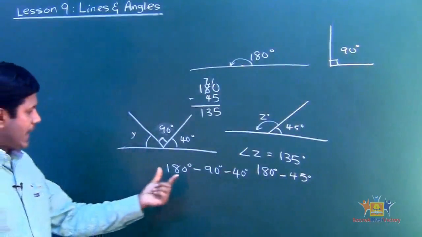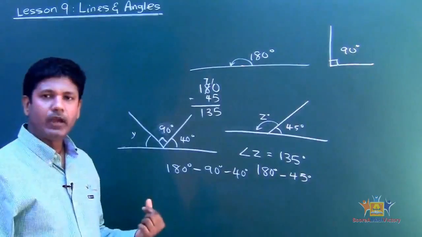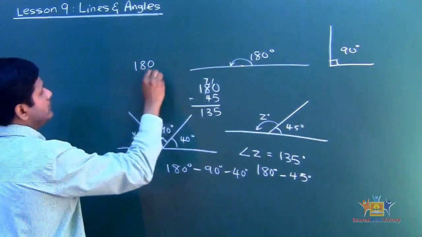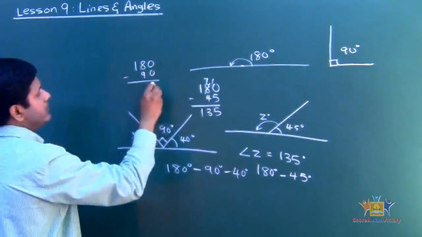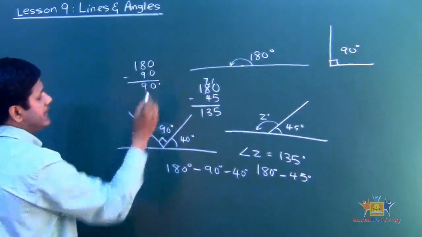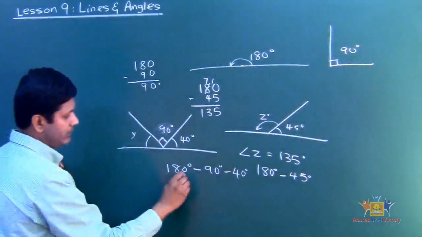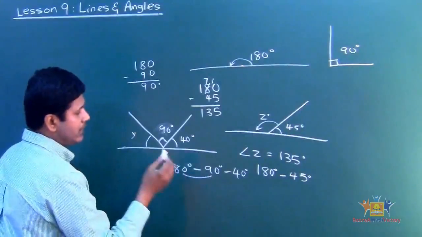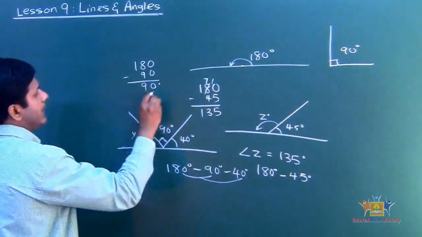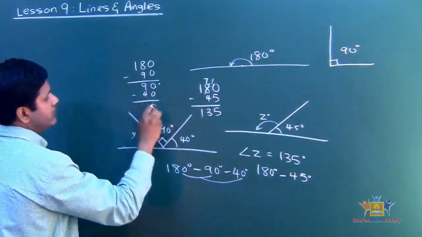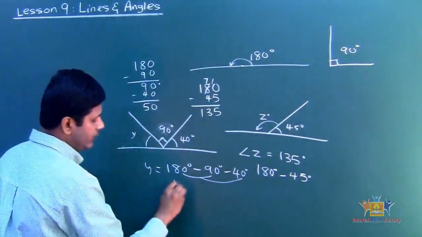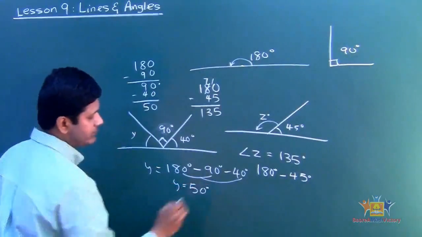Now look at that. 180 minus 90 gives you what? Let's line it up. Okay, 180 minus 90. 0 minus 0 is 0, 8 minus 9, you cannot, 18 minus 9 is 9, so 90 degrees. See that? Okay, we did this part, we used the pairing method. Now we subtract that with 40, okay? So line it up with the 40. 0 minus 0 is 0, 9 minus 4 is 5. So, y equals 50 degrees.